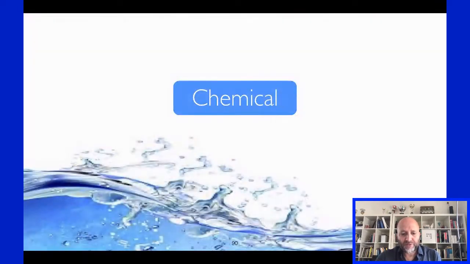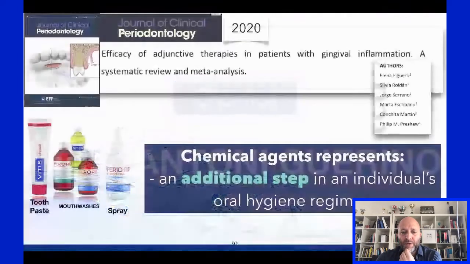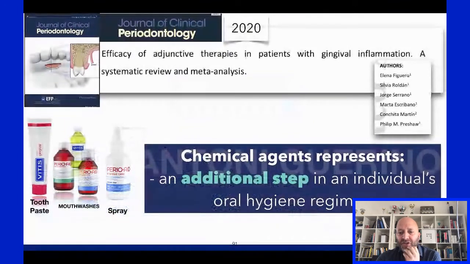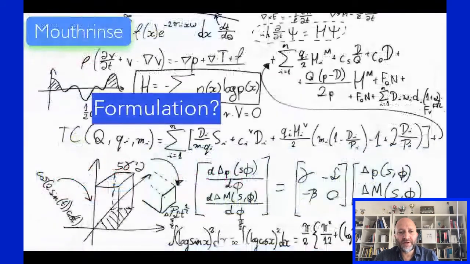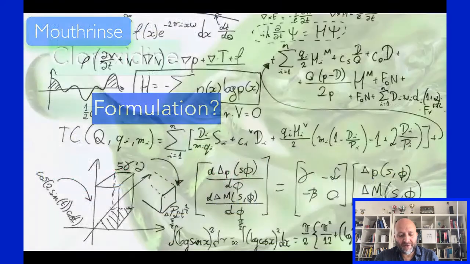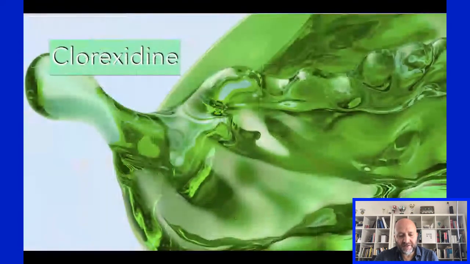So about the chemical substance, we know that the chemical agent represents an additional step in an individual oral hygiene regimen, and probably the most effective seems to be the mouthwashes. About the formulation, we can have different chemical agents and different concentrations.